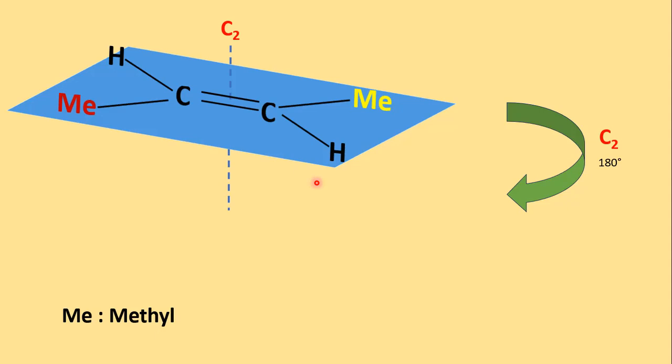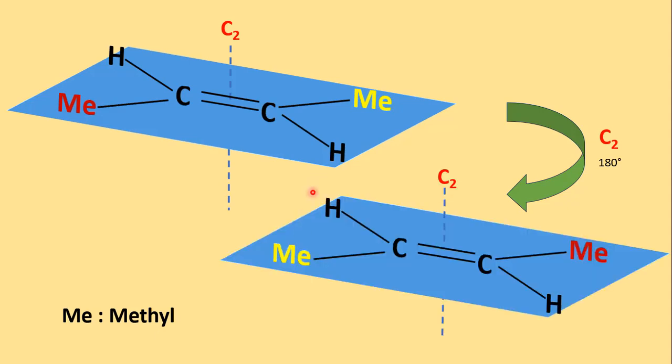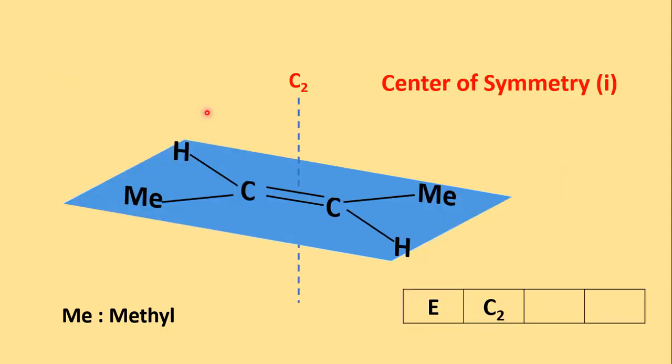The two hydrogen atoms will also be interchanged, and this brown comes here, this yellow goes there, and upon another 180-degree rotation, the same original structure is repeated. This is the C2 axis.